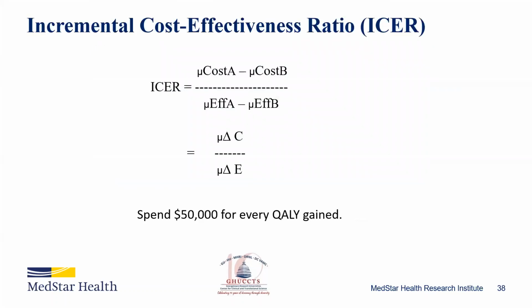So the statistic that we're interested in here is what's called the incremental cost-effectiveness ratio, or the ICER. That's basically the difference in costs between our two treatment groups divided by the difference in efficacy of the two groups. So for example, if the ICER came out to be $50,000, then what that means is that we would need to spend $50,000 on our treatment to gain one quality adjusted life year. Okay.